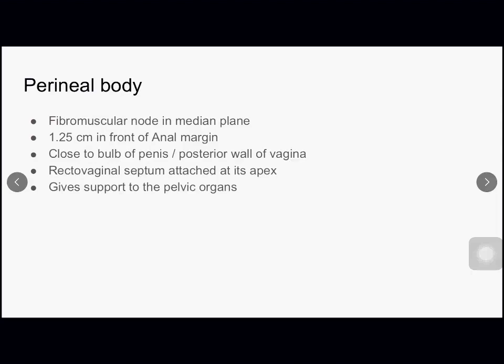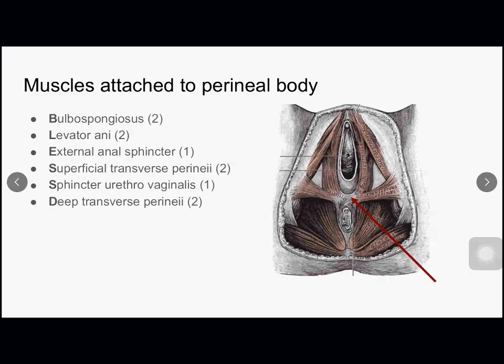Okay, if there is contraction of the perineal body, it will support all your pelvic organs. For support, some muscles should be attached. Various muscles are attached to this perineal body. Totally you have 10 muscles attached to the perineal body. So in order to remember that, I have a mnemonic.